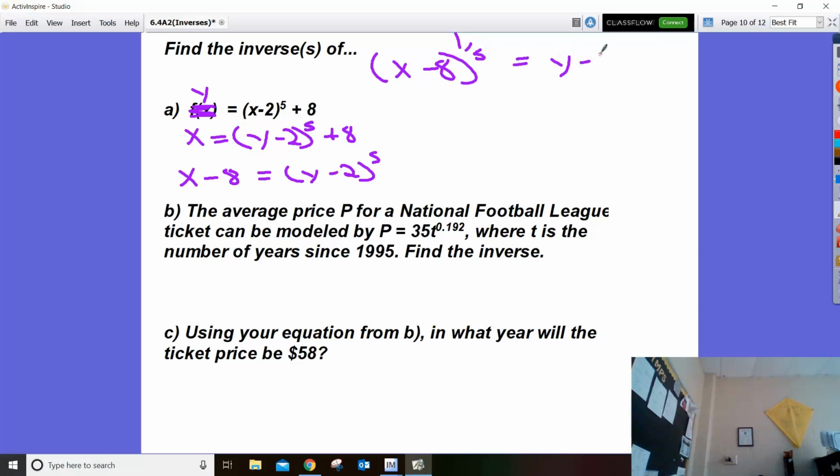I'm going to show the exponent because you need to understand why you're using it. You multiply that 5 and that 1/5 together, what do you get? It cancels out. You get the first power, right? Anything to the first power is itself.